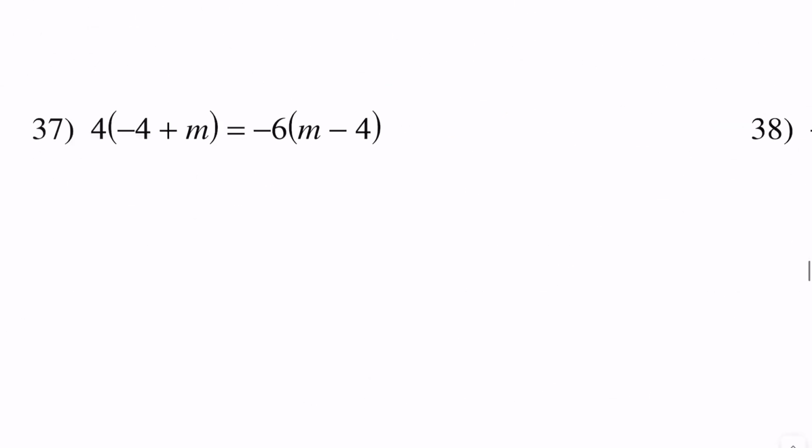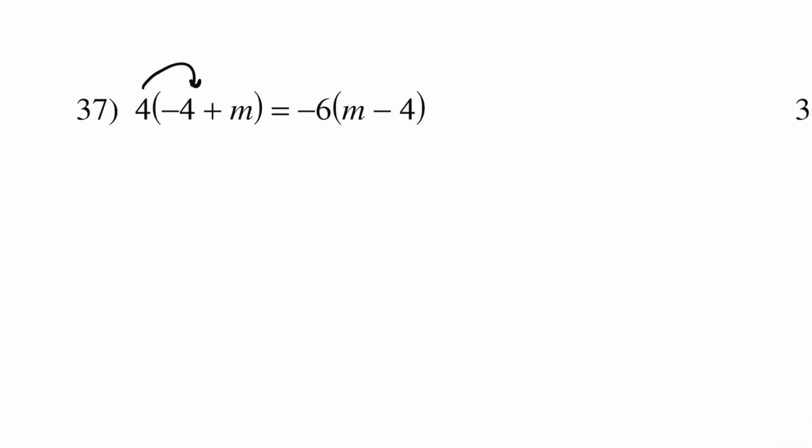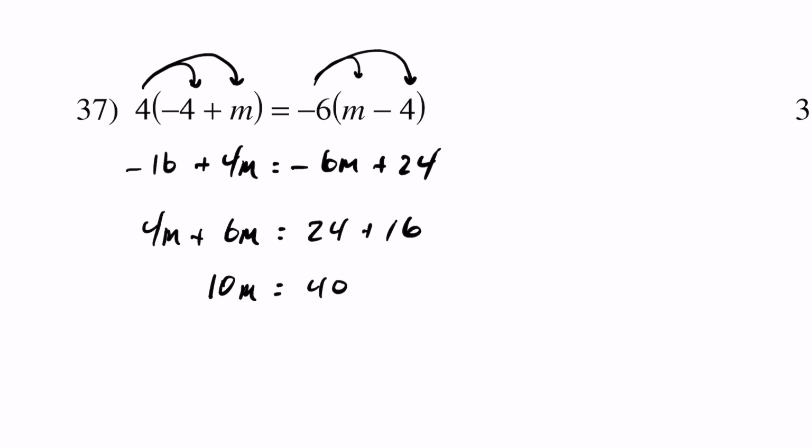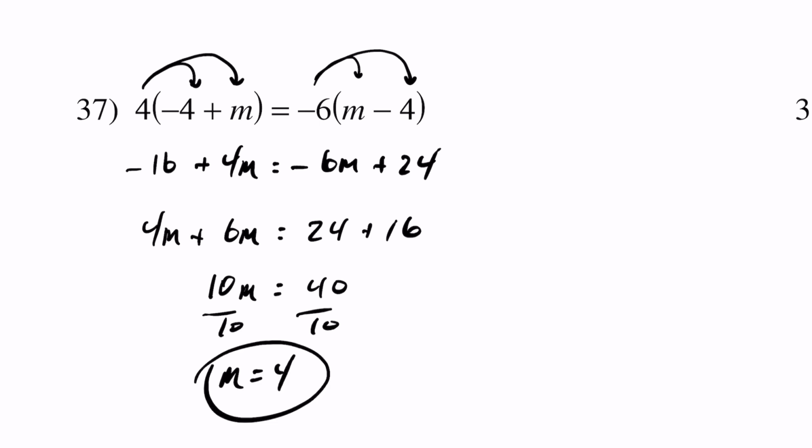Let's take a look at 37. So for 37 here, we do our distribution. So I get minus 16 plus 4m equals minus 6m plus 24. Bringing the m's to one side, I get 4m plus 6m equals 24 plus 16. I get 10m equals 40. Divide across by 10, and we get m is 4. So again, as I go through these questions, feel free to pause the video and try these questions out as you're doing them.